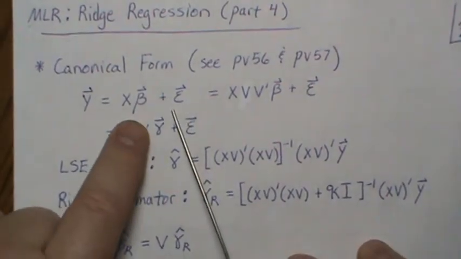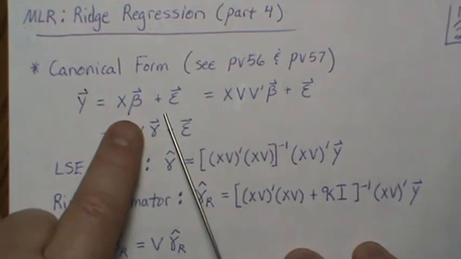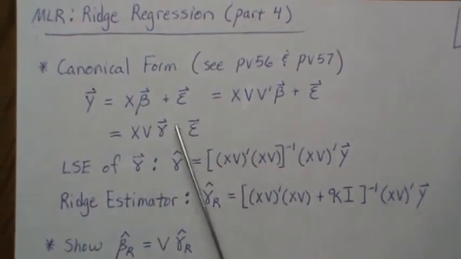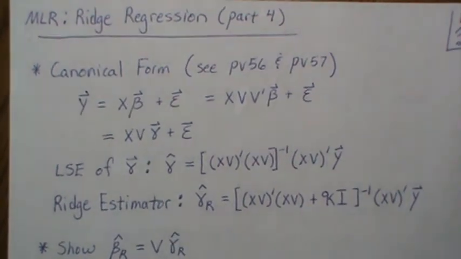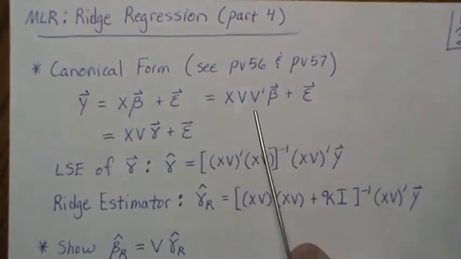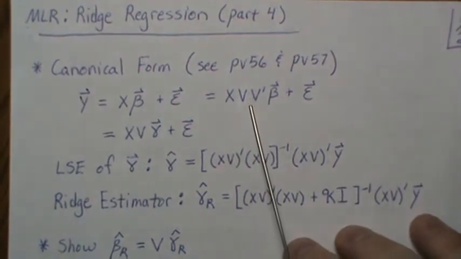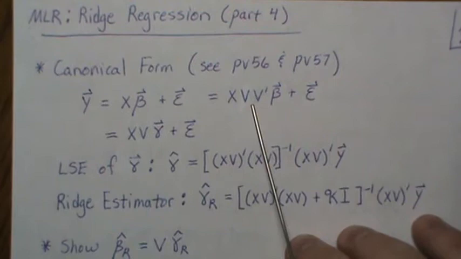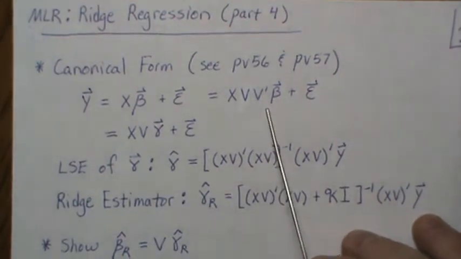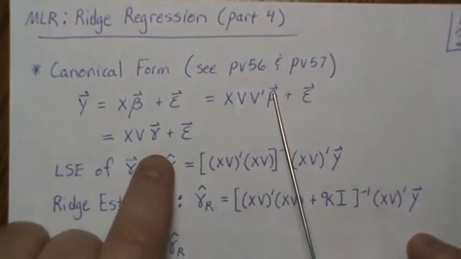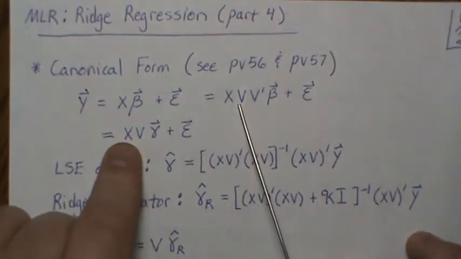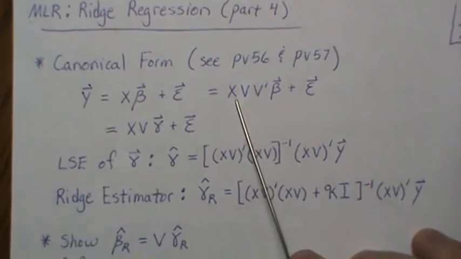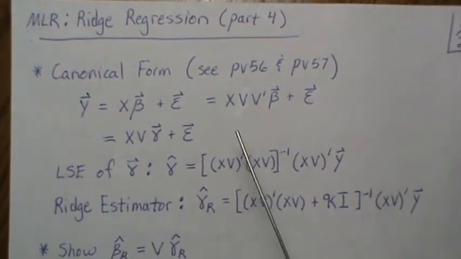So here's our model, and we have to assume that it's centered and scaled, and then we write it in canonical form. Basically we multiply the identity matrix in there, and this is a well-chosen identity matrix. These are orthonormal eigenvectors for X transpose X. Now we write V prime B as gamma, and then this is the design matrix. So essentially what we're doing is we're rotating the axis in a very special way.